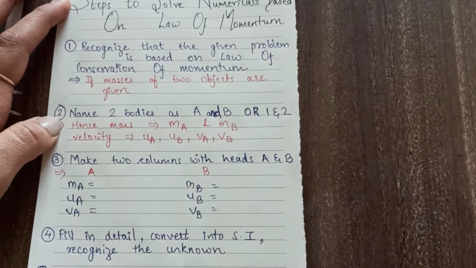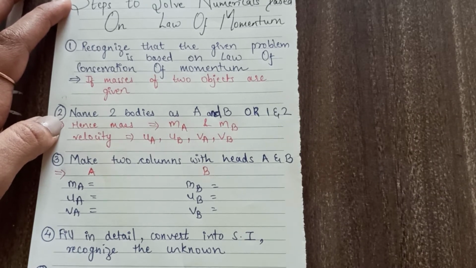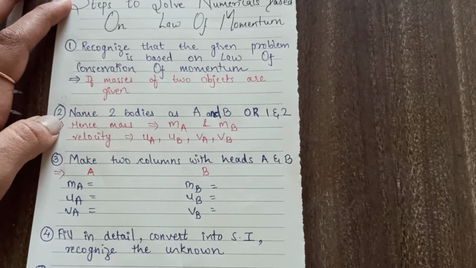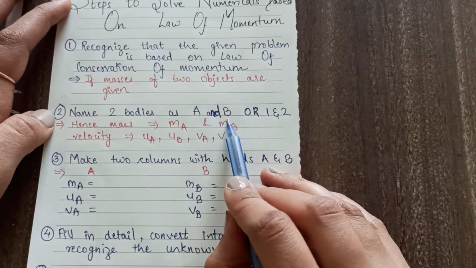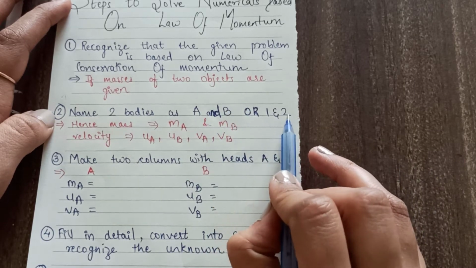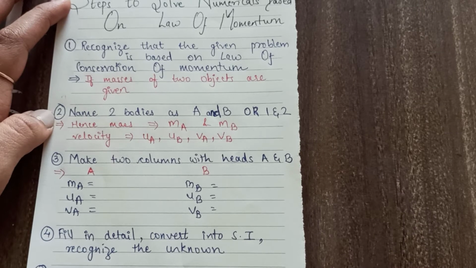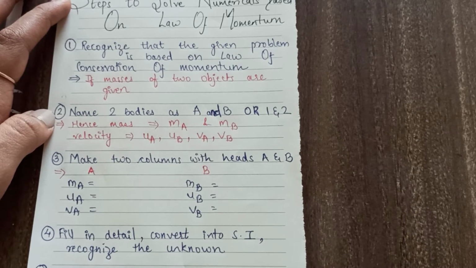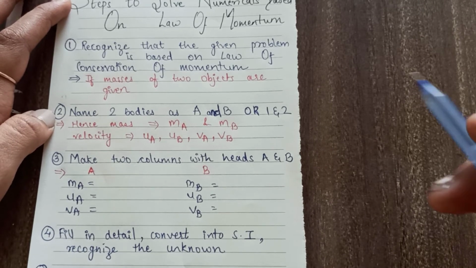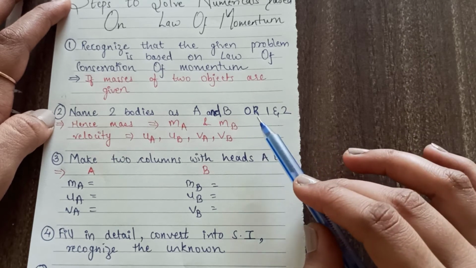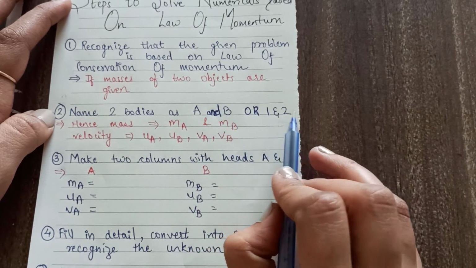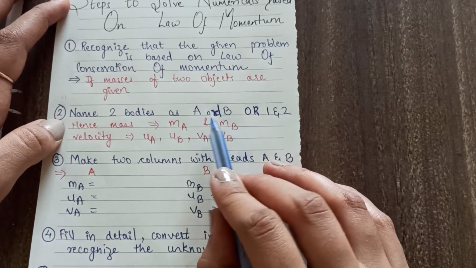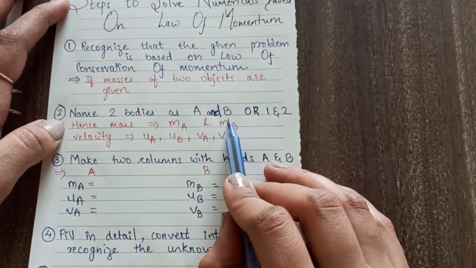If there are two masses, that means two bodies or two objects are involved. So we have to name those two objects. We can name them as A and B, or we can also name them as 1 and 2. It is completely your choice; both are correct. I prefer A and B rather than 1 and 2, so I am going to use A and B as subscripts for the two objects.